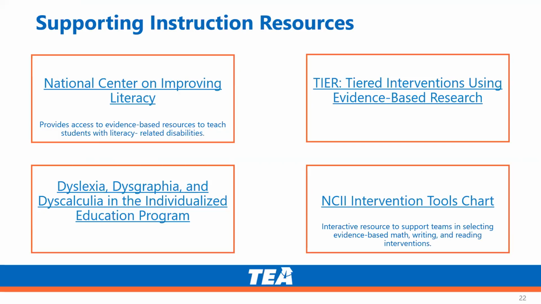There are many resources to support you in ensuring students with dyslexia receive high-quality instructional programming. First, the National Center on Improving Literacy provides access to evidence-based resources to teach students with literacy-related disabilities. Here is a new TEA resource to support implementation of MTSS and evidence-based practices in both the academic and behavioral settings. Next, the TEA Dyslexia, Dysgraphia, and Dyscalculia in the IEP provides our team's guidance for writing IEPs for students identified with these specific learning disabilities. And finally, NCII provides an intervention tools chart to support teams in selecting evidence-based interventions for students with dyslexia.